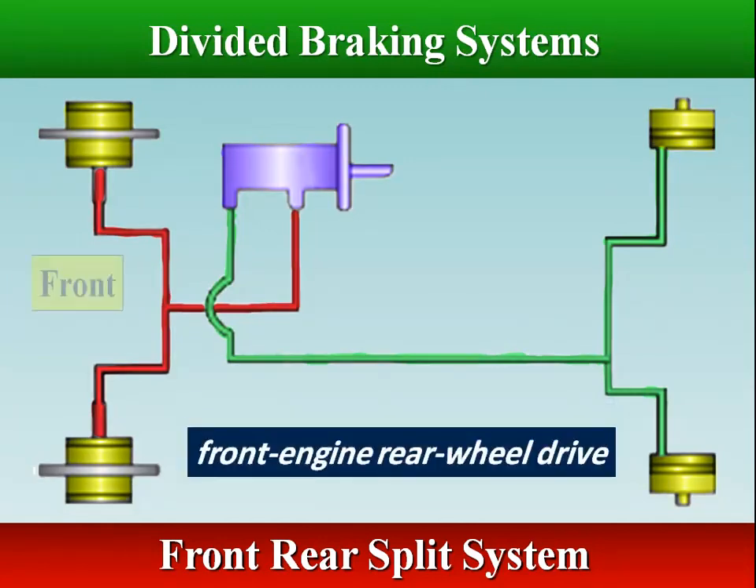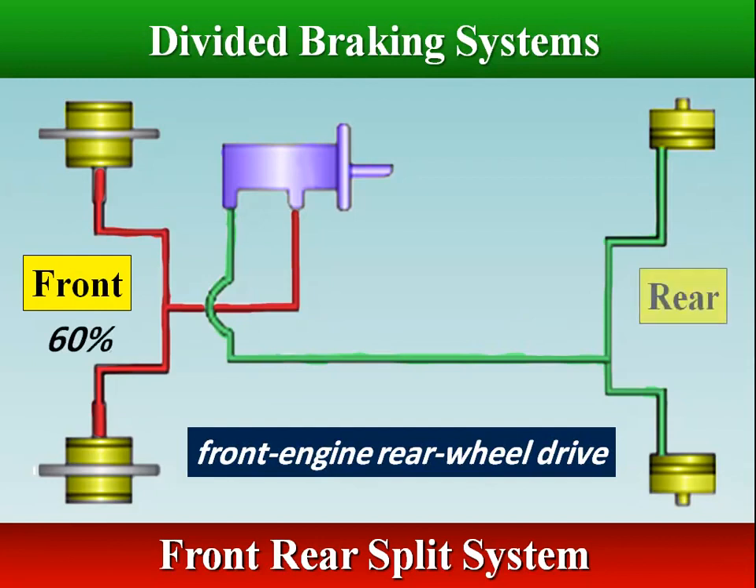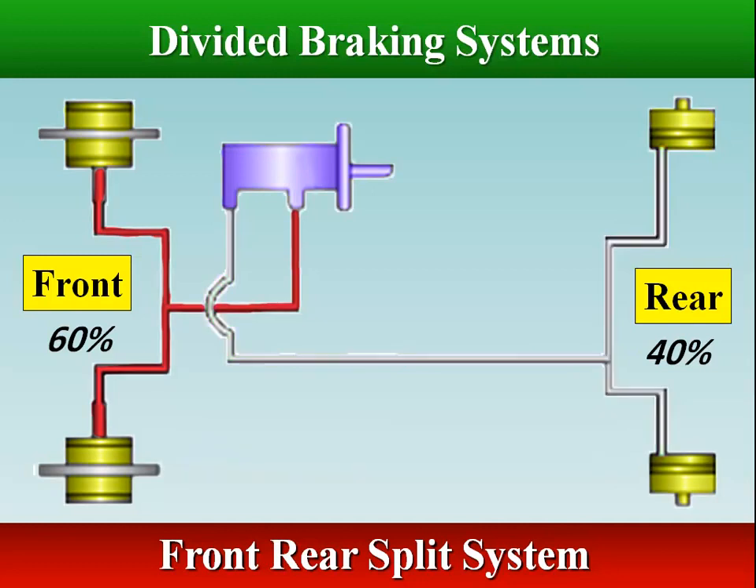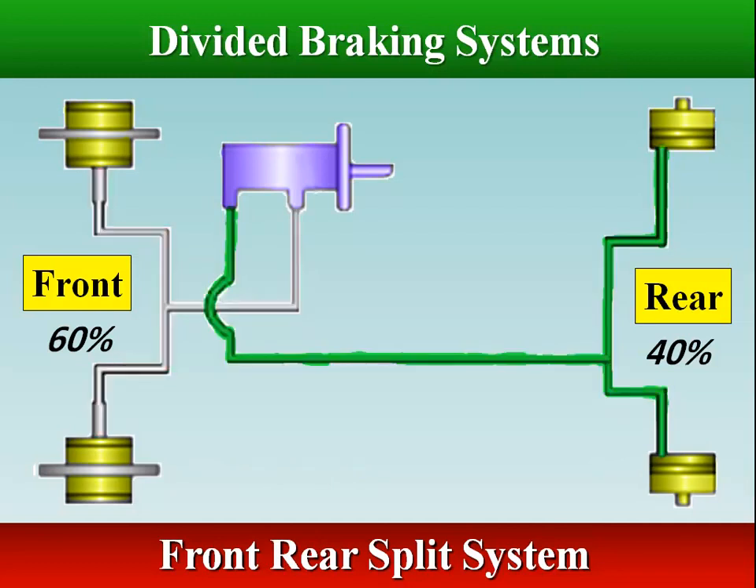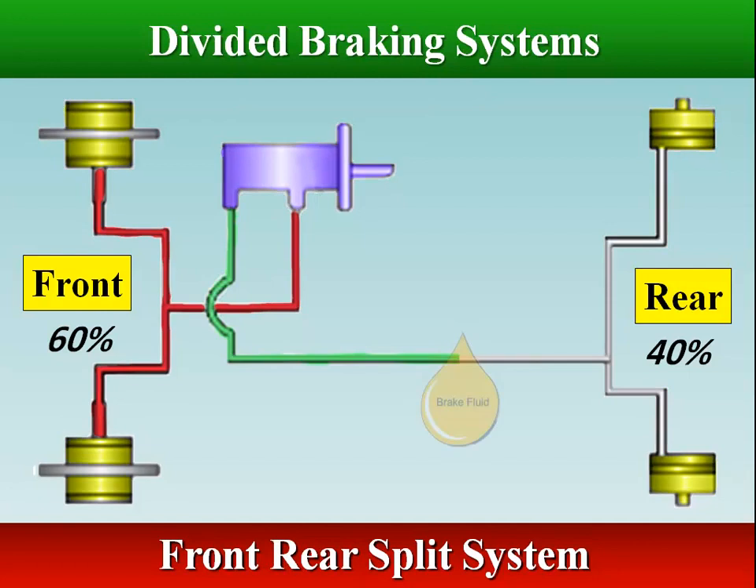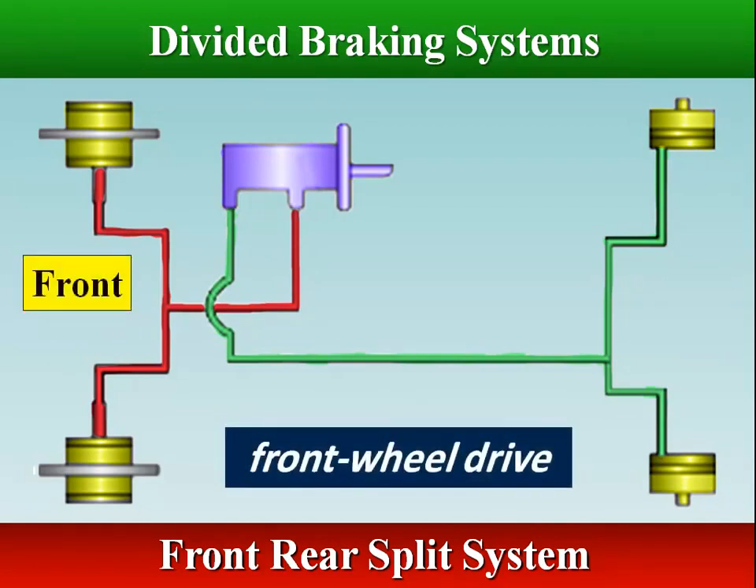A front-engine rear-wheel drive car has around 40% of its load on its rear wheels, so its braking system can be divided in a vertical or front-rear split. This puts the front wheels in a different system from the rear wheels. If one half of the system fails, the front or the back, there's still enough separate braking capability left in the other half to stop the vehicle. This doesn't work well for front-wheel drive vehicles. A load of about 20% on the rear wheels can't provide enough braking force to stop the vehicle.